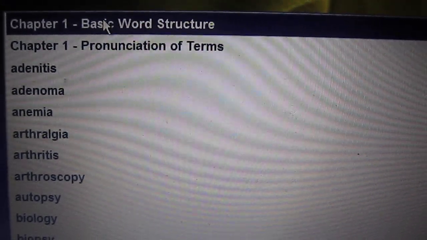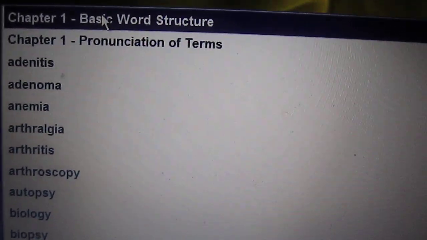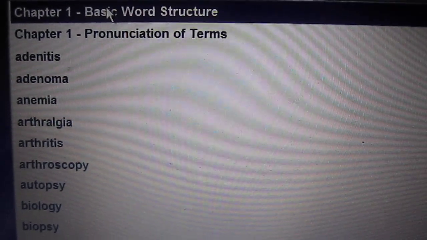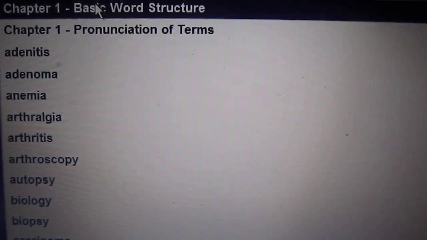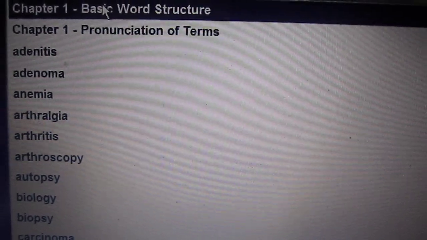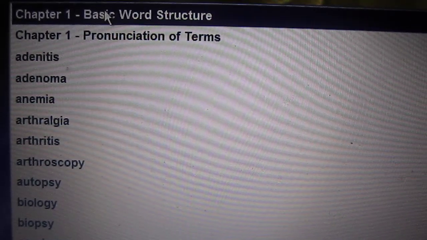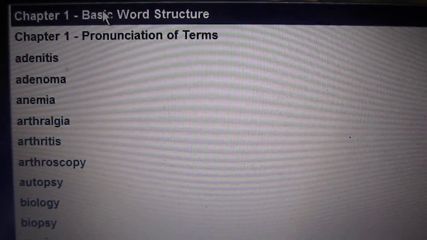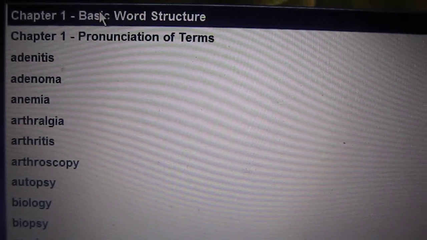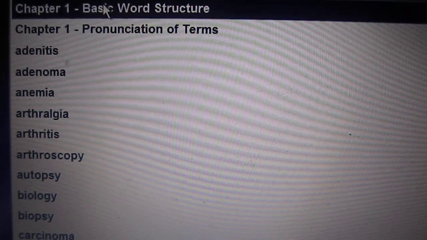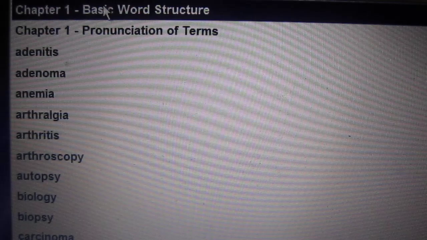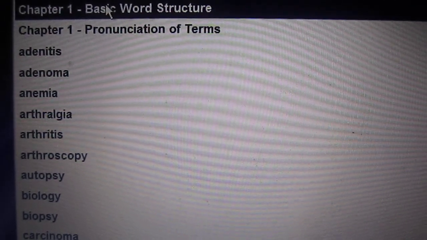Chapter 1, Basic Word Structure. Basic word structure begins your study of medical terminology and introduces you to how medical terms are analyzed. Remember, your goal is not to memorize terms, but to master the tools to understand terminology, so that when you encounter a new word, you can figure it out on your own.